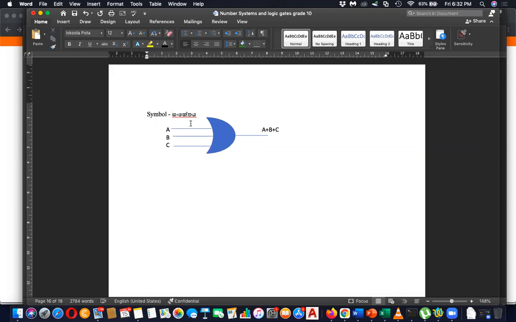OR gate, it has the OR shape, O shape. But AND gate is clearly half circle. In the OR gate this is curved. In the AND gate this is straight.